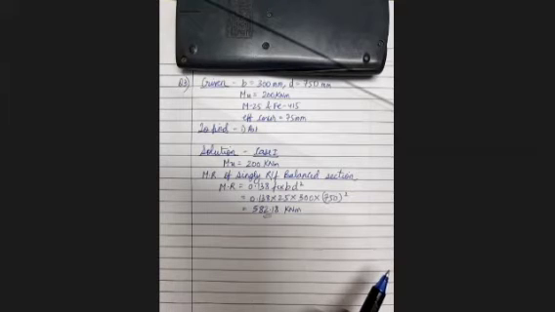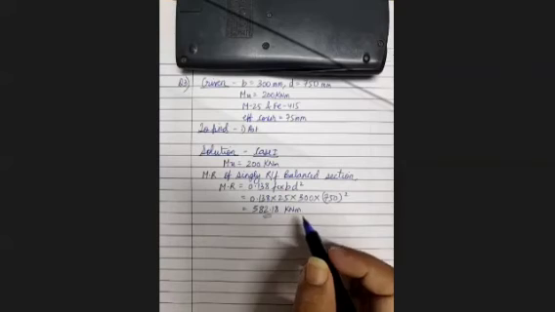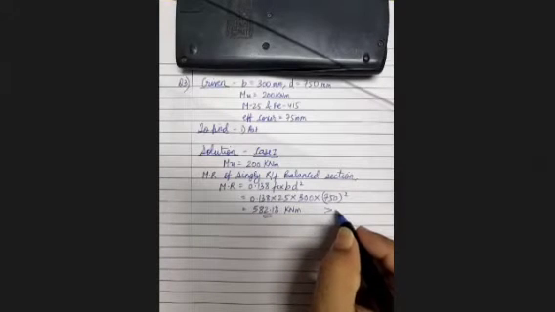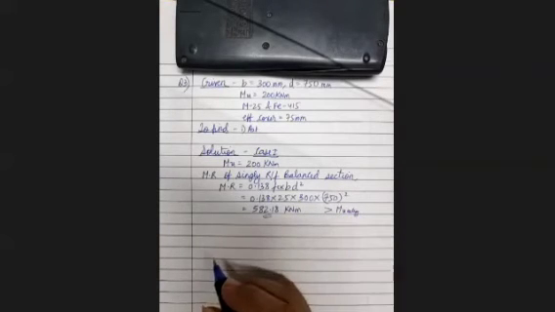Moment of resistance is more than the limiting moment, more than the acting moment, correct? So what does that imply? So this MR is greater than Mu acting. So hence it is a singly reinforced section.